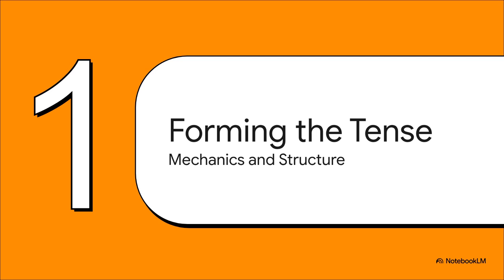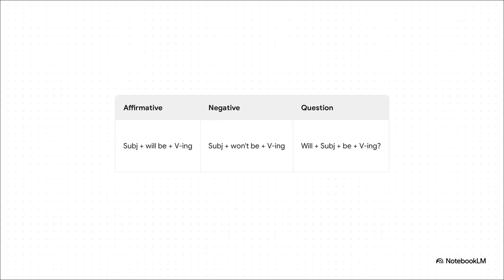All right, Section 1, Forming the Future Continuous. I actually want you to treat this grammar kind of like visual math. The affirmative structure is always your subject plus will be plus your verb with an ing at the end. Subject, will be, verb ing. It's an unchangeable recipe. Whether your subject is I, you, he, she, it, we, or they, you literally just plug in will be and your ing verb. Simple, right? Now for negatives, will just becomes won't be.